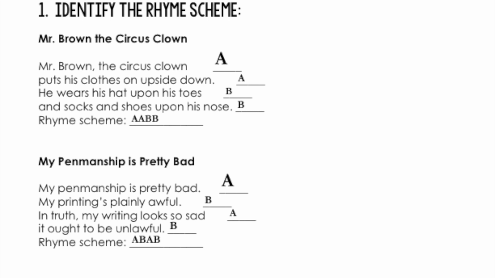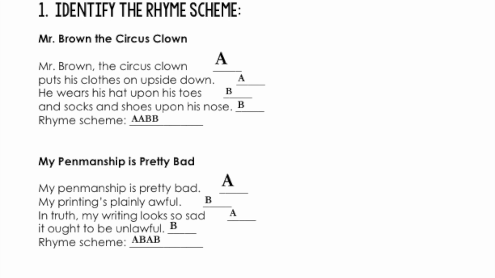Now, this is a different poem. My penmanship is pretty bad. I'm going to give it a letter A. My printing's plainly awful. Now, awful and bad don't rhyme, so it gets a new letter, B. In truth, my writing looks so sad. Sad and bad rhyme, so we're going to go back to A. It ought to be unlawful. Unlawful and awful rhyme, so that's going to be B. So the rhyming pattern is every other line rhymes and it's A, B, A, B.